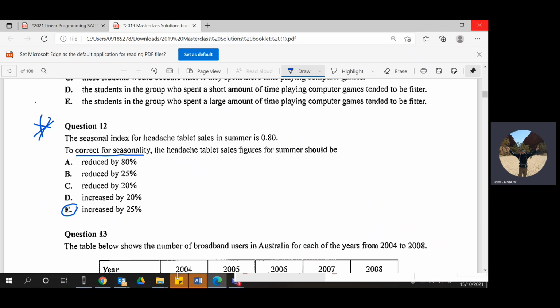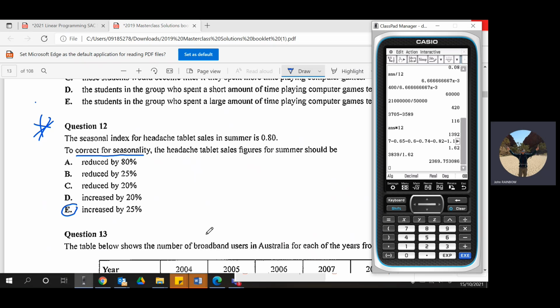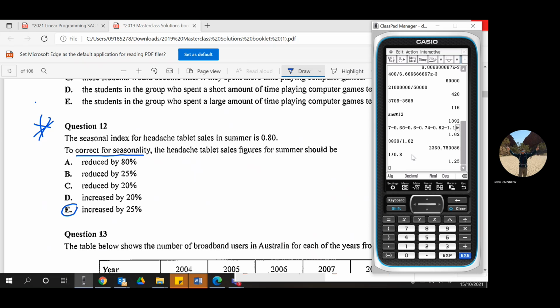This is a different type of question to the one before, and we will reflect on both of these. That's why I got you to do the other question and then move straight onto this one, to show you the difference. To correct for seasonality, we want to get it to the value of 1. If I go 1 divided by 0.8, I think it is, you'll see it's 1.25. That means I want to increase it by 25%.